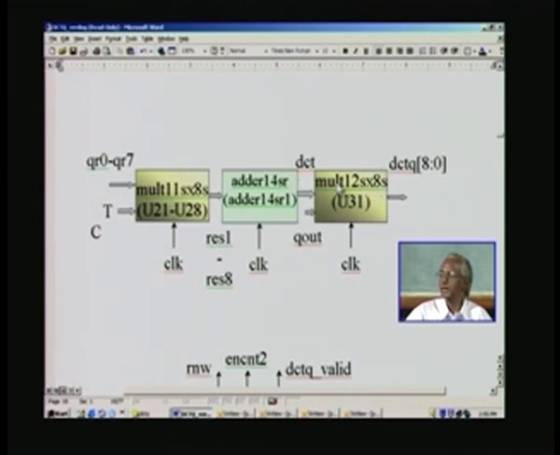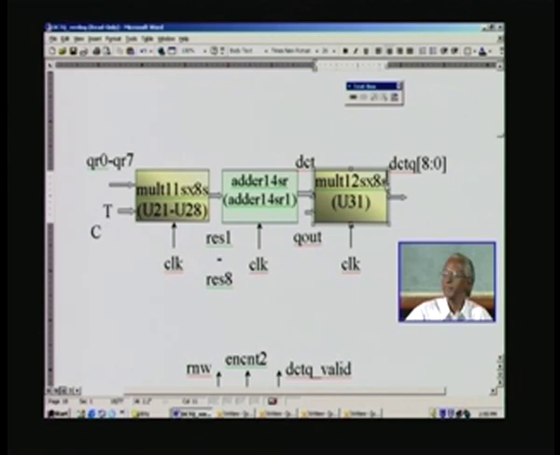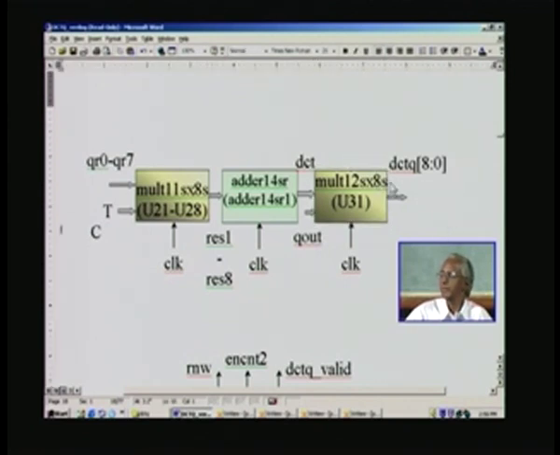Once you multiply, the DCT is 12 bits, that is the reason why it is 12 here, and this is just 8 bit precision. Once again a signed value is put, in fact unsigned is enough I think, it might be unsigned, okay, you can correct that one, and out comes DCTQ, 9 bits here.